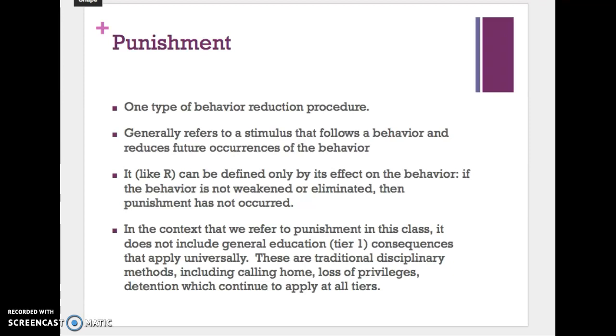And in the context that we refer to punishment in this class, it does not include the general education or Tier 1 consequences that apply universally. These are traditional disciplinary methods such as calling home, loss of privileges, detentions, which may continue to apply at all tiers, so throughout the classroom environment and even the school environment.